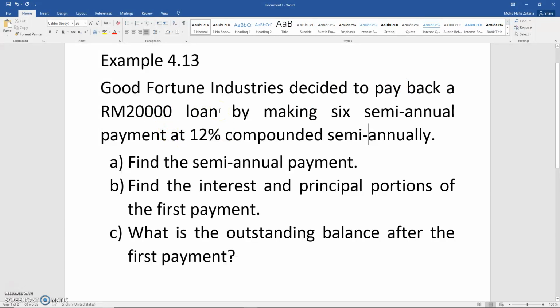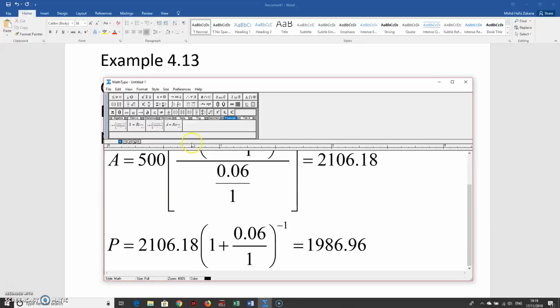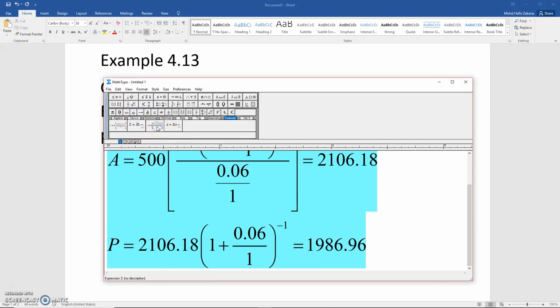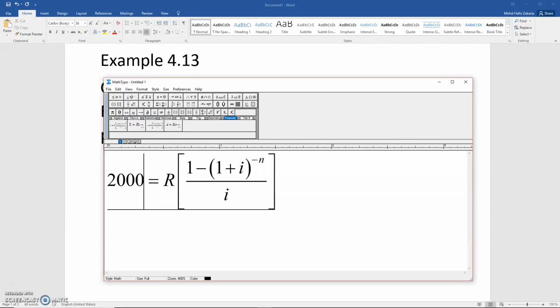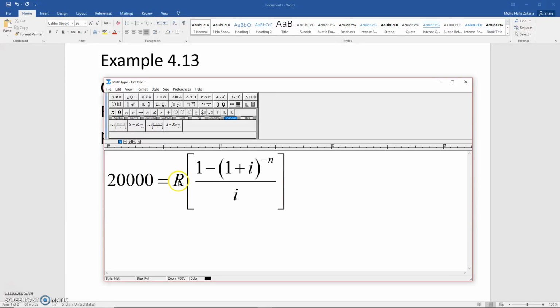The original loan is 20,000, and the payment is made 6 times, 2 times per year at 12% compounded semi-annually. So find the semi-annual payment. What is actually the value of R? We have the information on the present value, so let's use it. This is the formula, and our present value is 20,000. We want to know what R is.